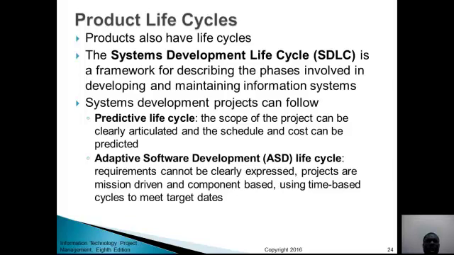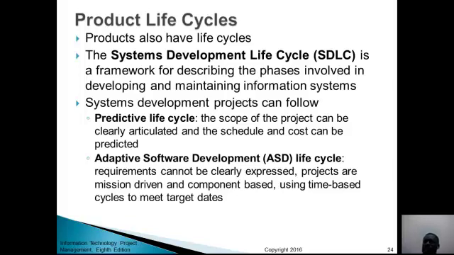Products also have life cycles. Just like you have project life cycle, the product itself that you produce also has life cycles. So the system development cycle is a framework for describing the phases involved in developing and maintaining information systems. So in the system development life cycle, you see that you have the conception of the project to completion, maintenance, and then what?